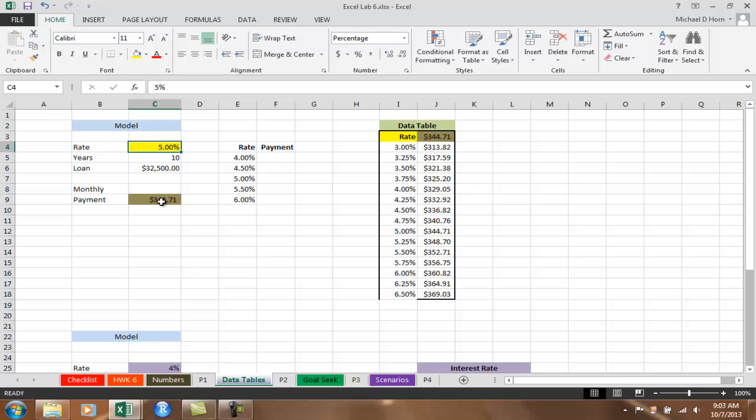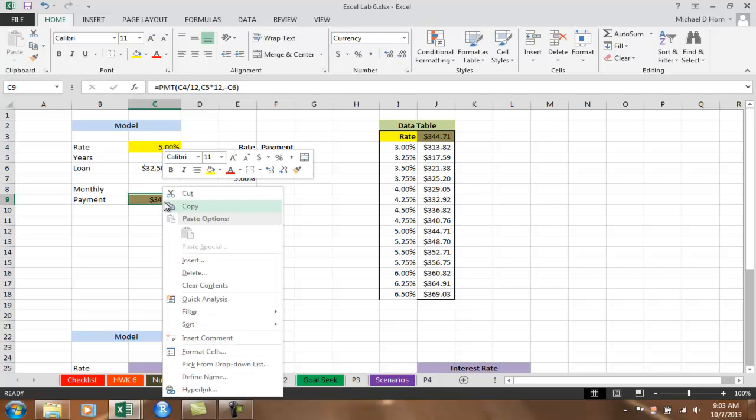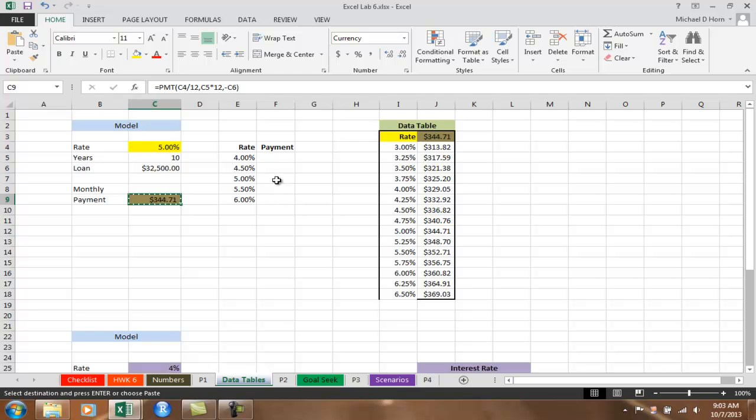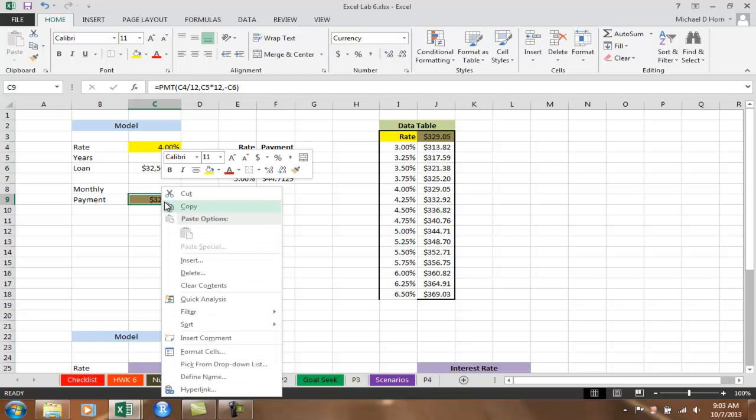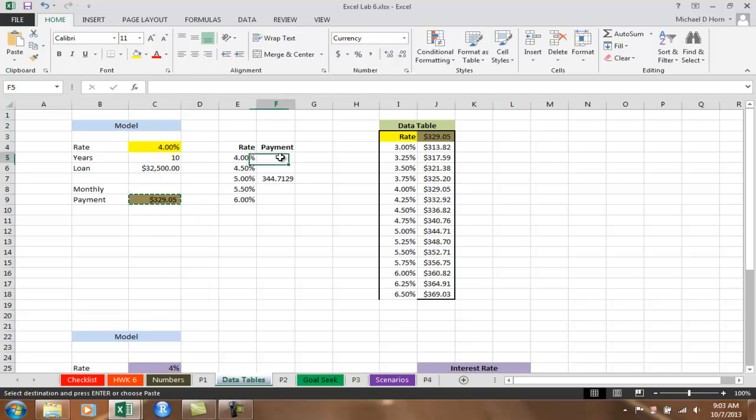So being the kind of guy I am, I would copy that, and I would store that in here, like that, and then I could change this to 4%, and that changes that number here, and so on, right? And I could just fill that whole thing in. So then I'd have this handy little guide here to tell me what's going to happen if interest rates fluctuate.